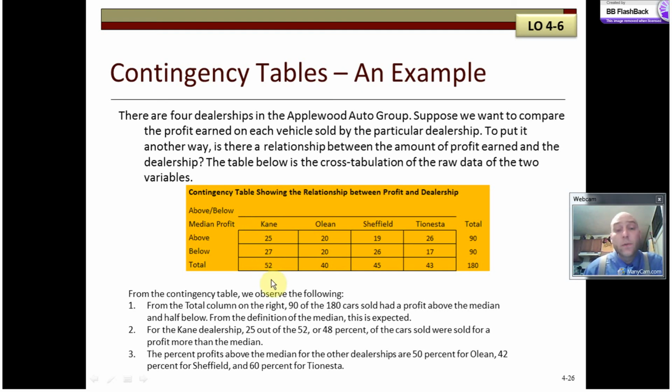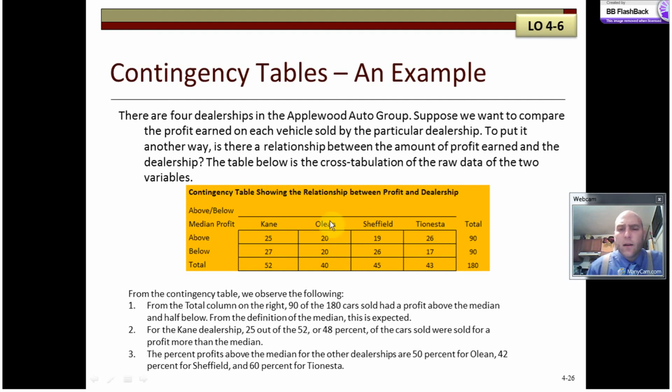52 vehicles were sold from the Kane dealership. 40 were sold from the Olean dealership. 45 from Sheffield and 43 for Tianesta. Now, which of these dealerships is doing better at selling cars for good profit?